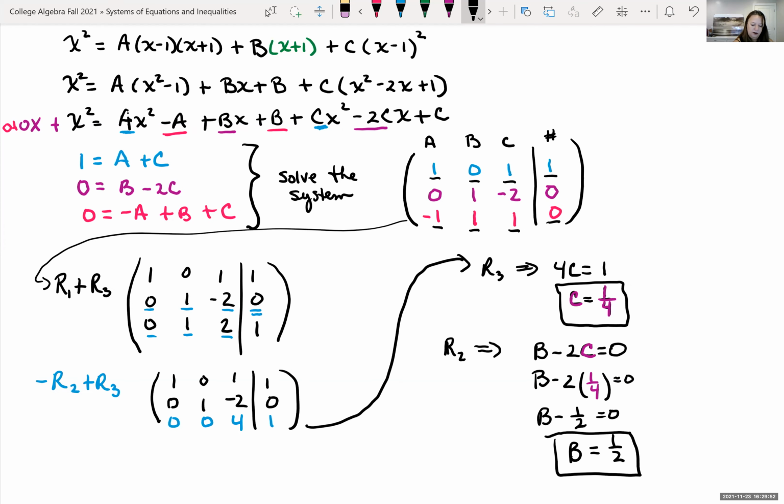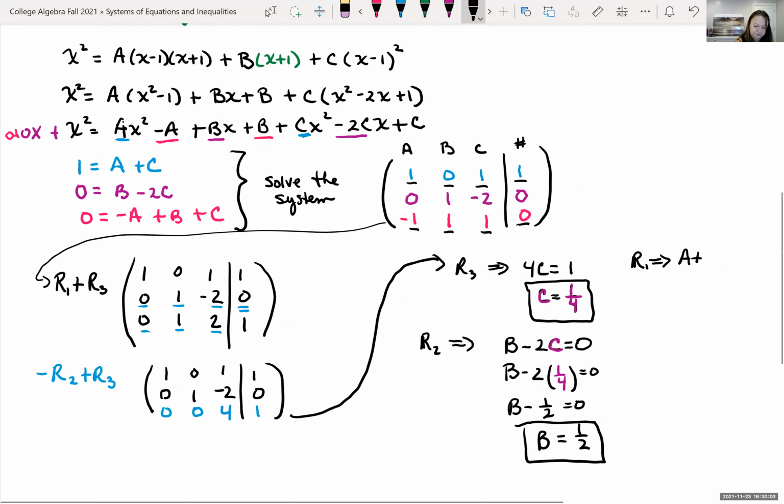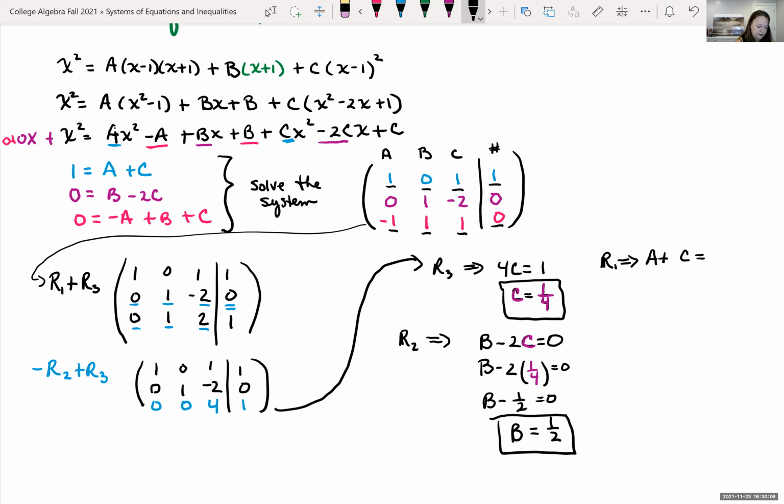And then for our row 1, reading that off, we have 1a plus c equals 1. Well, we know what C is. It's 1/4. So we have A plus 1/4 is equal to 1. Excuse me. So let's subtract 1/4 on both sides. So we get A is equal to, well, 4/4 minus 1/4 is 3/4.